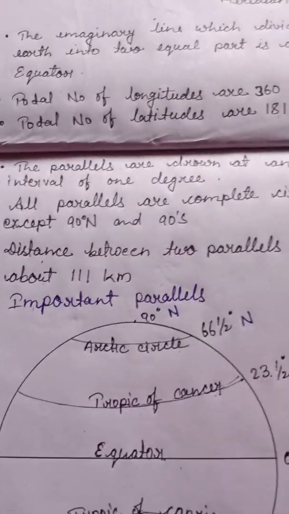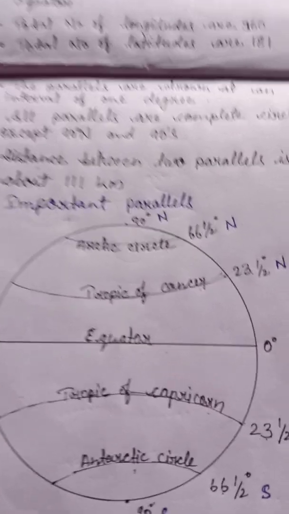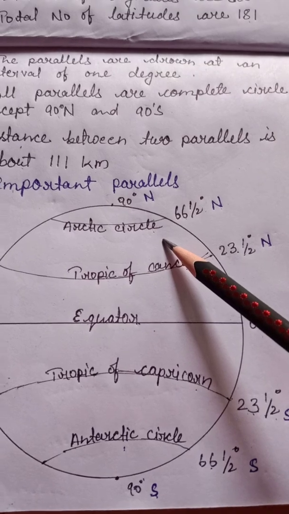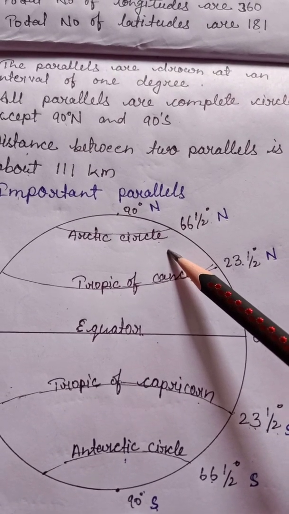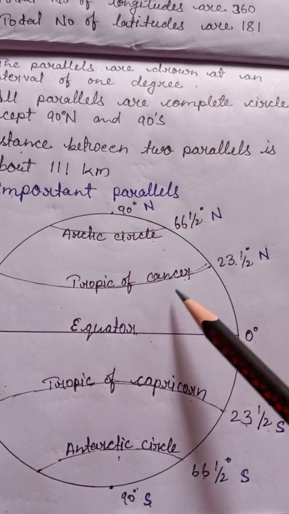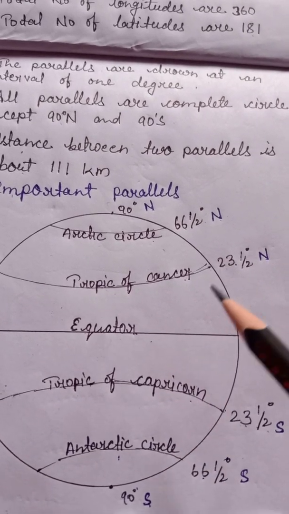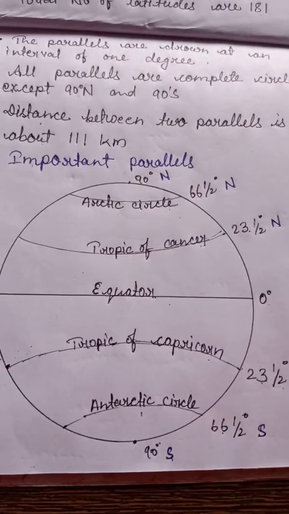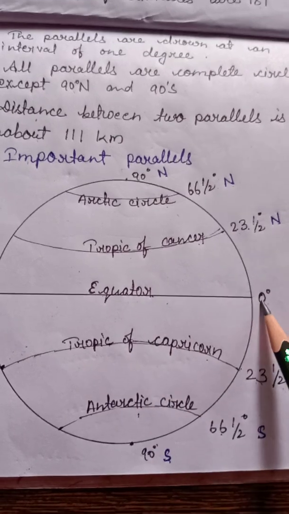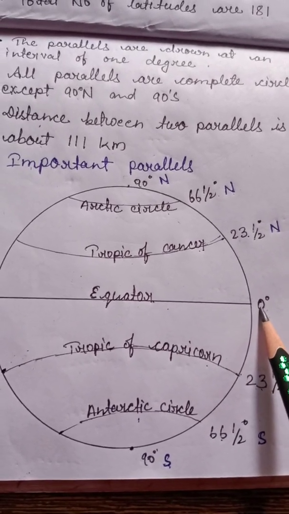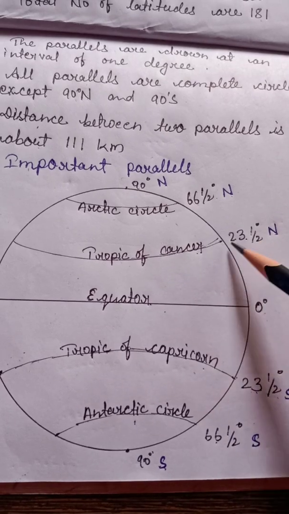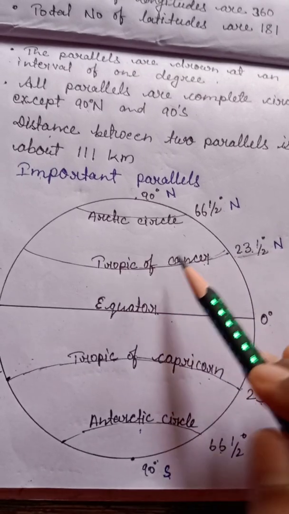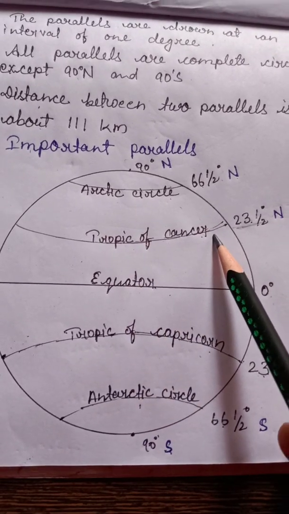Then come to the important parallels. I told you that the Earth has many latitudinal lines. How many? 181, right? And some latitudinal lines are very important, and they have their own names. You can see here I have drawn 0 degree, the equator, you know that. The equator divides the earth, and again 23.5 degree north is known as the Tropic of Cancer, right?